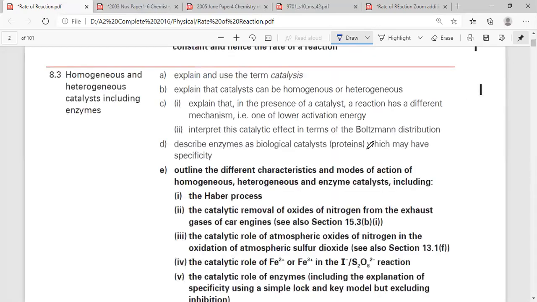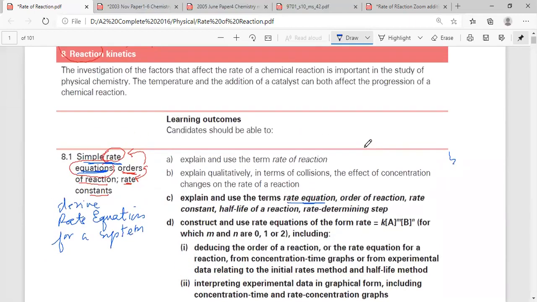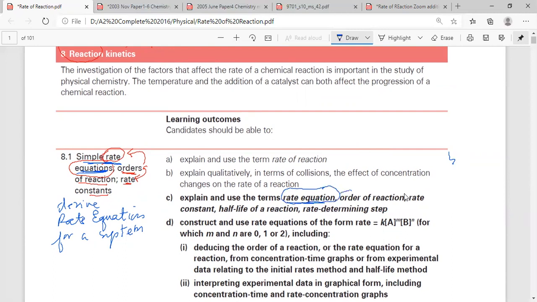Now here, remember, our aim is to explain and use. We want to derive first the rate equation, and of course we're going to use the order of reaction and the rate constant. Half-life and rate-determining step come later. This is what we are aiming to do.